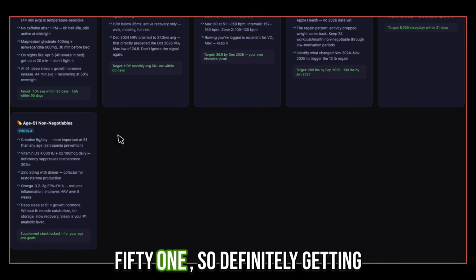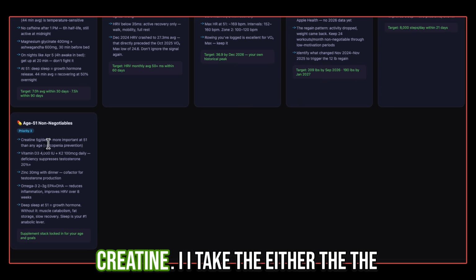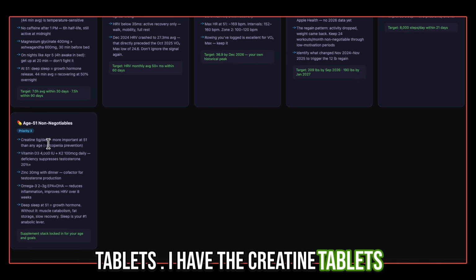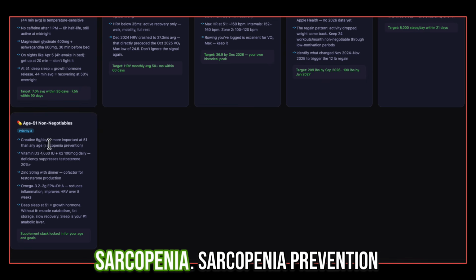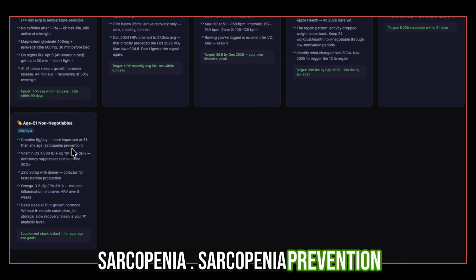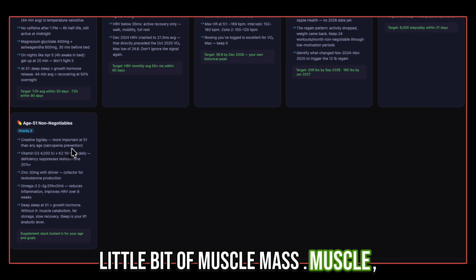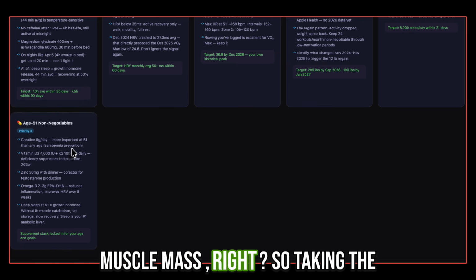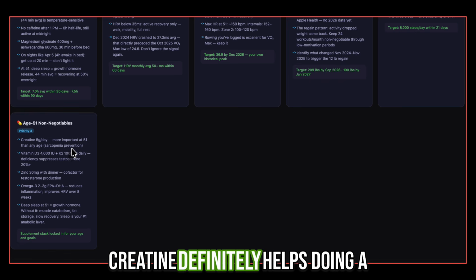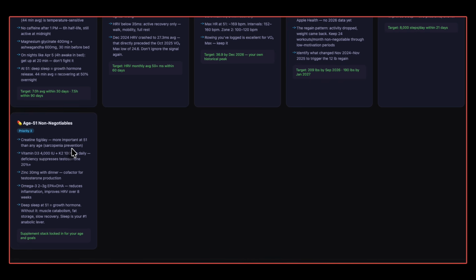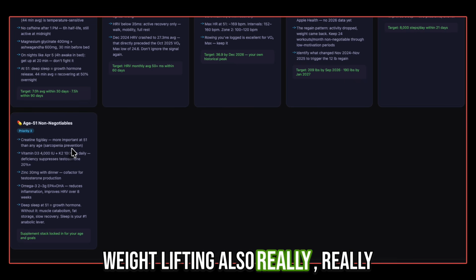And then I'm 51, so definitely getting creatine. I take the creatine tablets because of sarcopenia. Sarcopenia prevention is when, because of age, you lose a little bit of muscle mass, right? So taking the creatine definitely helps. Doing a little bit of weightlifting also really helps.